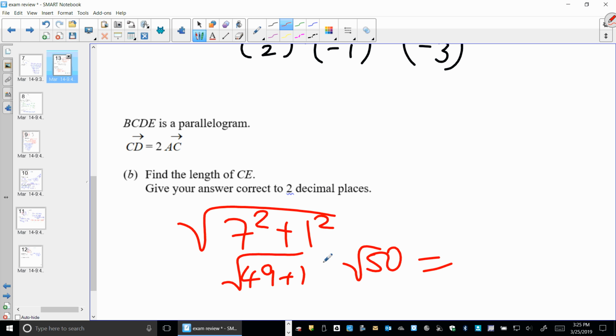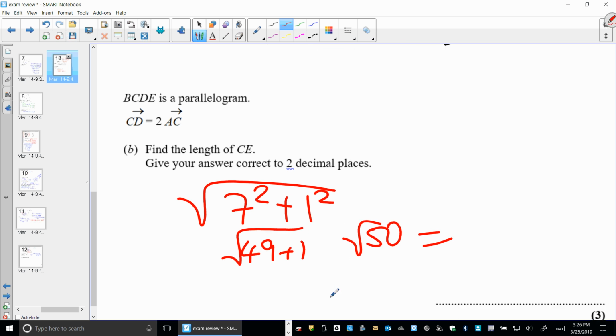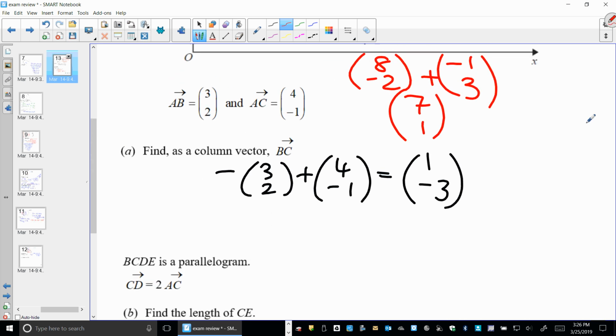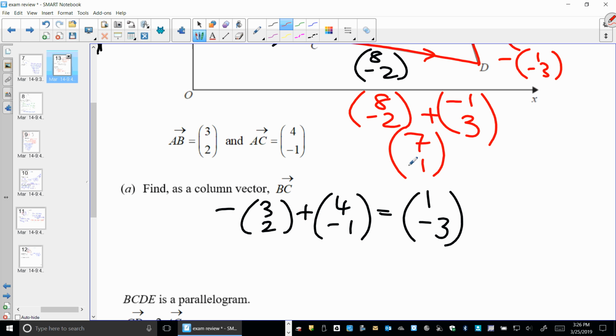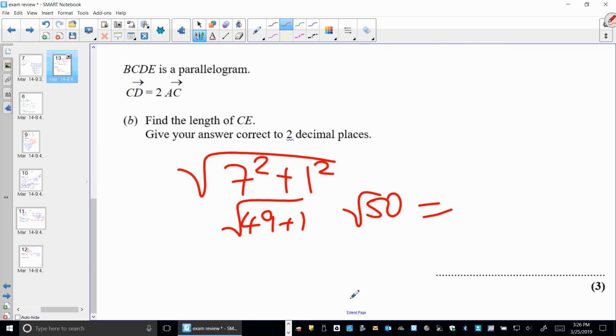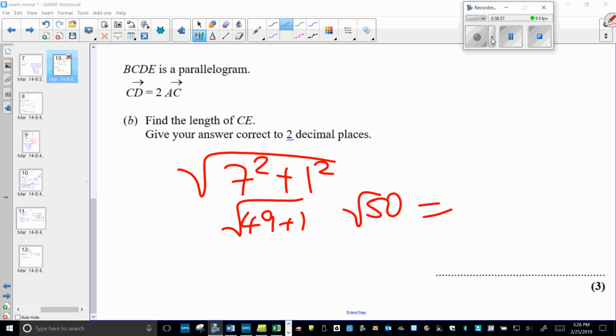I just got lost. Yeah, me too. Is it 7 over 1? That's a vector. Okay, and then they want the length of that. So this is my vector, 7, 1. They want the negative BC. Okay. Right, okay.